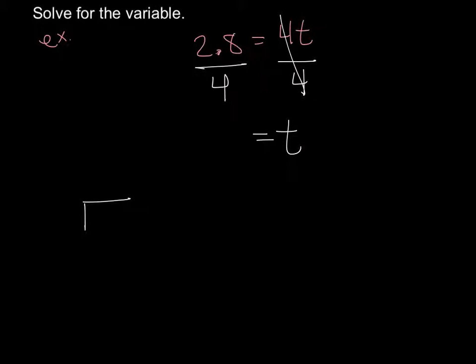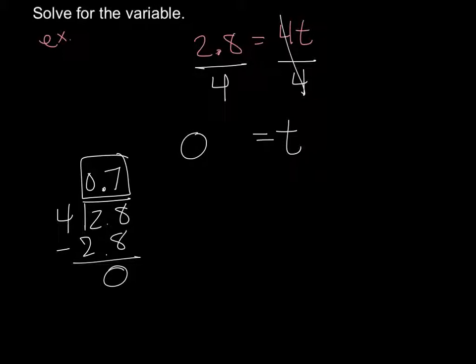Oops, sorry, I'm having a brain freeze here. 2.8 divided by 4, yes. Okay. Sorry, I'm struggling. And that goes in 7 times. Yes. Okay. So there's our answer, 0.7. So t equals 0.7 there.